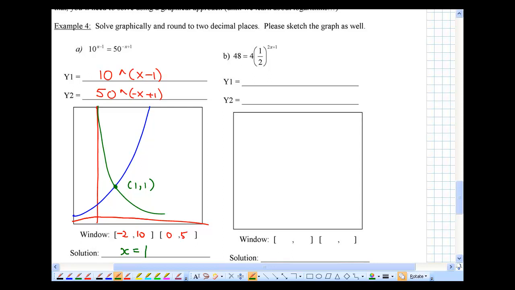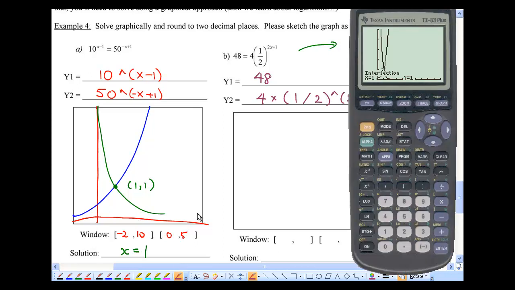Now, some of you might want to clean up this equation. If you want to, you can divide both sides by 4 to get 12 equals 1/2 to the power of 2x plus 1. That works, but if you don't want to do that, and you just want to leave it as is, then I just ask you to copy the left side for y1. And for the right side, y2, I'll just go 4 times, brackets, 1 divided by 2, all raised to the power of 2x plus 1. Okay? That's what I'm going to ask you to do. I'm not going to sketch this out. You go try it out and come back for the answer.